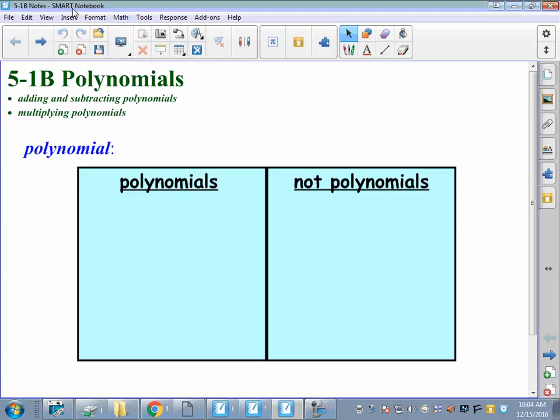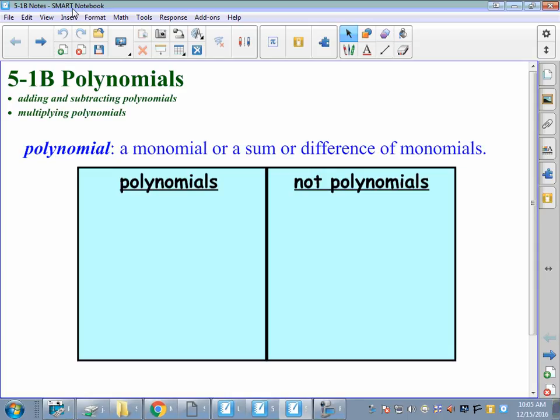These are your 5.1b notes on polynomials. So our last notes involved monomials. A monomial means one term, where a polynomial is many terms. Poly means many, so it can be a monomial, or now we can include sums and differences of monomials. So an example of a polynomial would be simply a monomial, 3x, or just 3. So monomials are included in the set of polynomials.